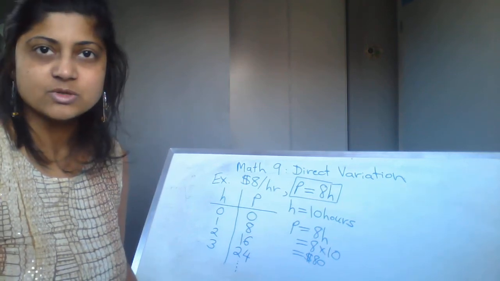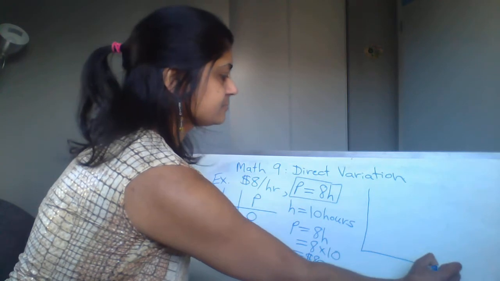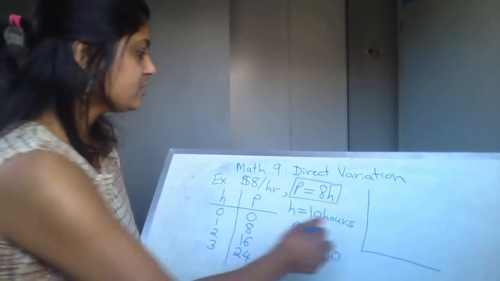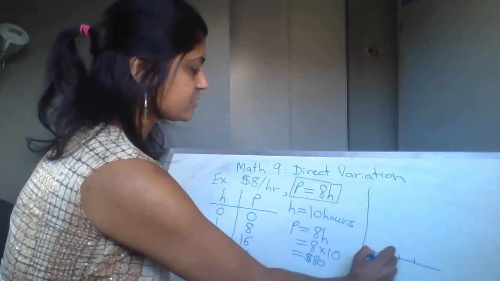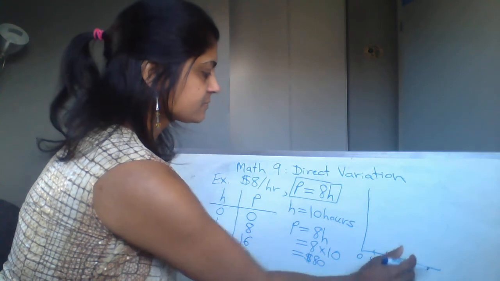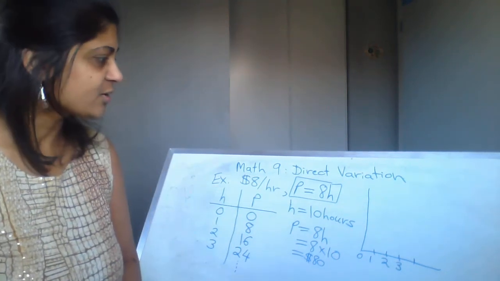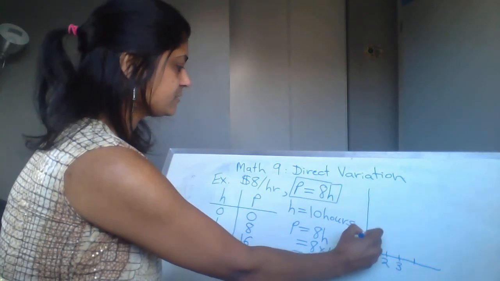Now say I need to just graph this out. So we'll do a really quick sketch here. Make sure everyone can see that. And on the bottom, what you're going to do is just put the number of hours. So start from 0 here. We'll just do it up to 3, because that's what the question is asking here. And on the side is going to be the pay that she's making.